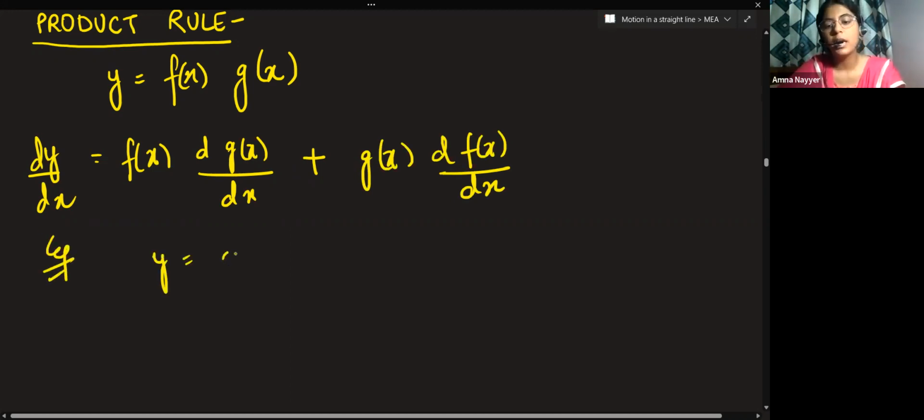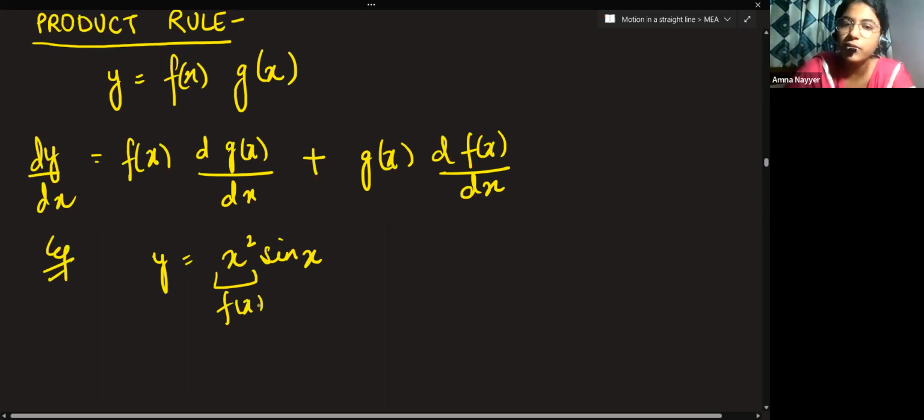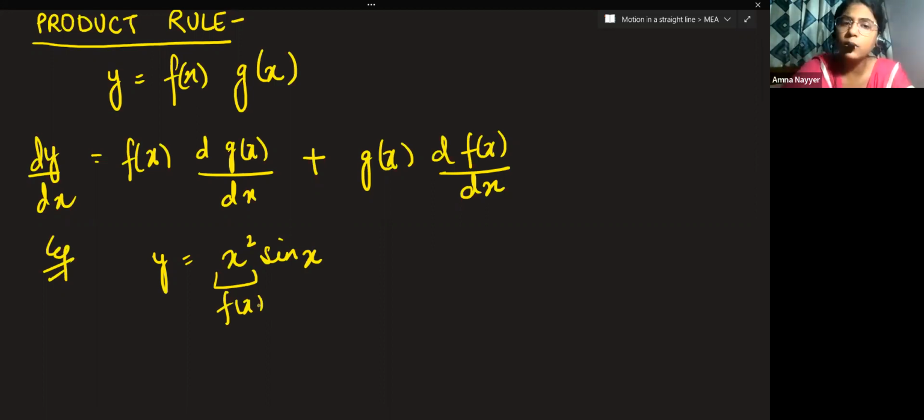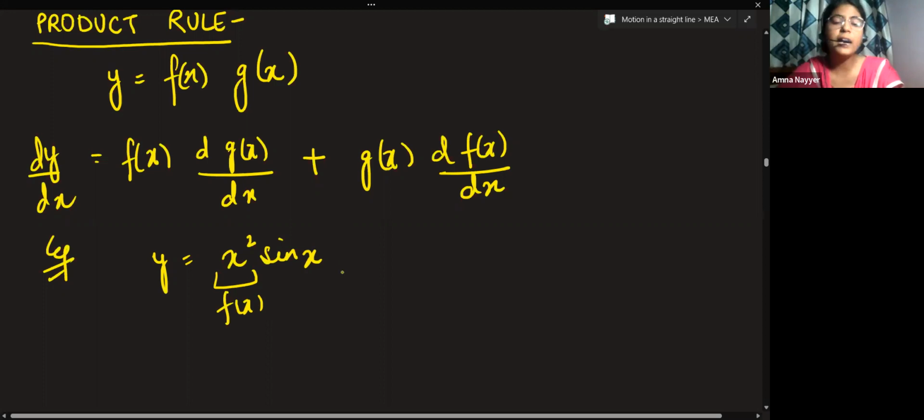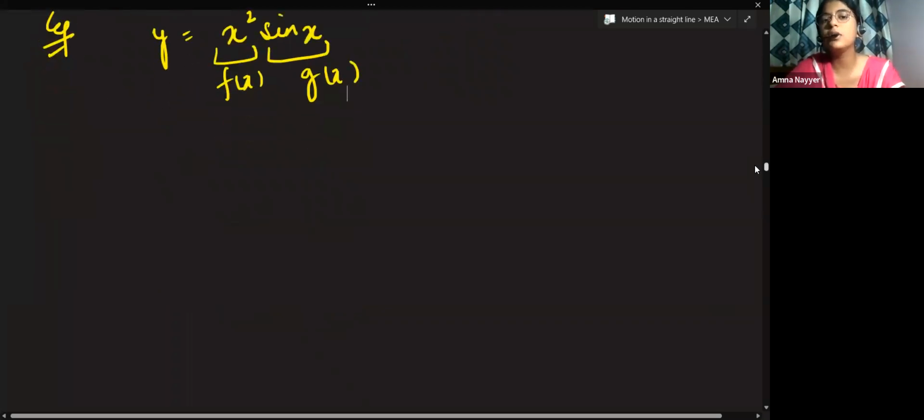Y is equal to x square sine x. X square is also a function we know. We have seen how to differentiate x square. In the last class, I told you about trigonometric functions, where we saw how to differentiate sine x. So sine x is another function here. This is a case of a function getting multiplied by a function. This is where we use the product rule.